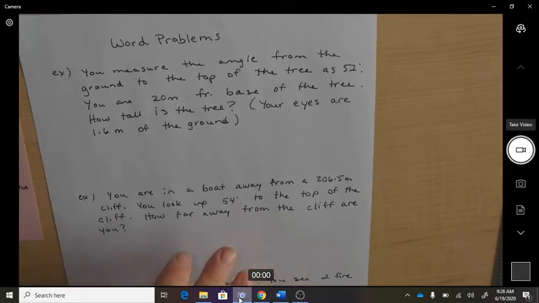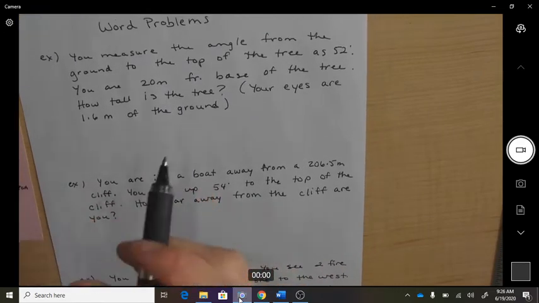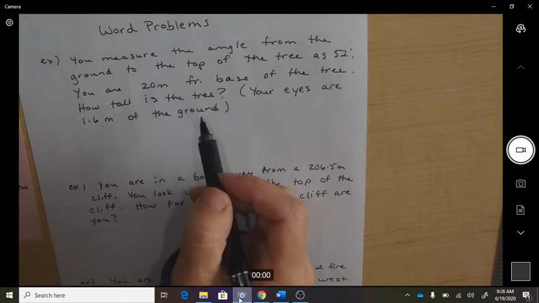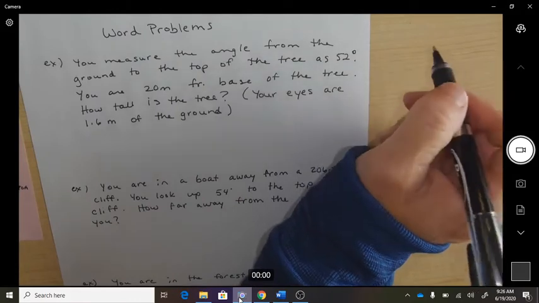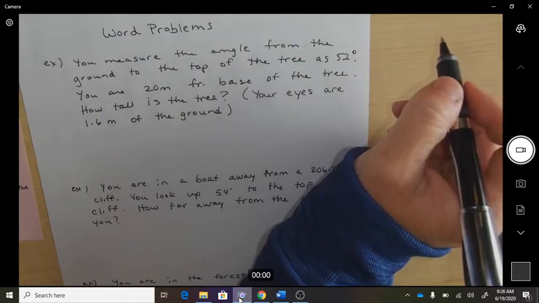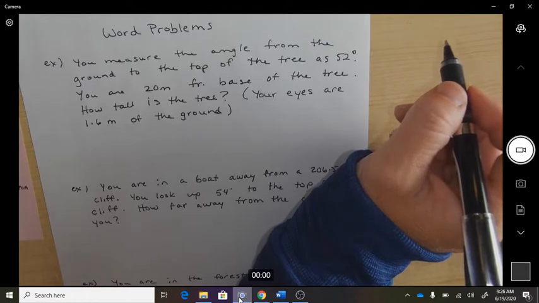Okay, today we're going to do word problems for trig. So I have 3 questions here, I've written them out. I'll read them. You measure the angle from the ground to the top of a tree is 52 degrees. You are 20 meters from the base of the tree. How tall is the tree? And also you know that your eyes are 1.6 meters off the ground.